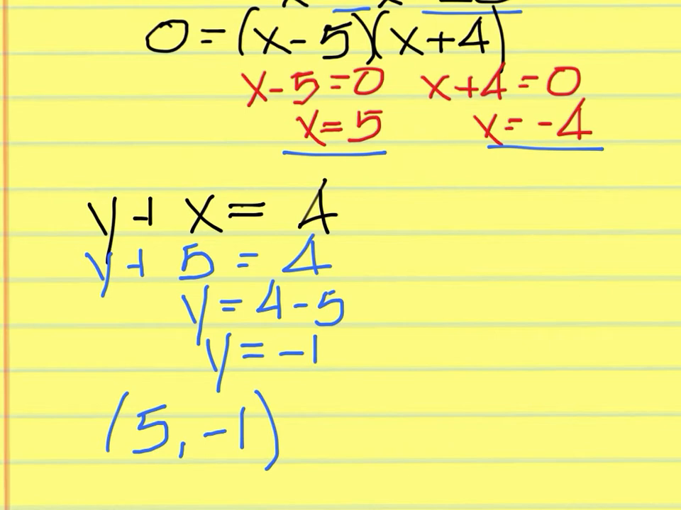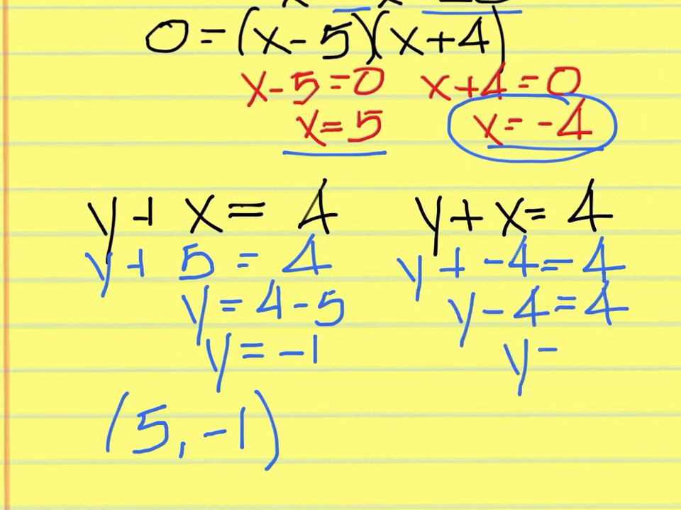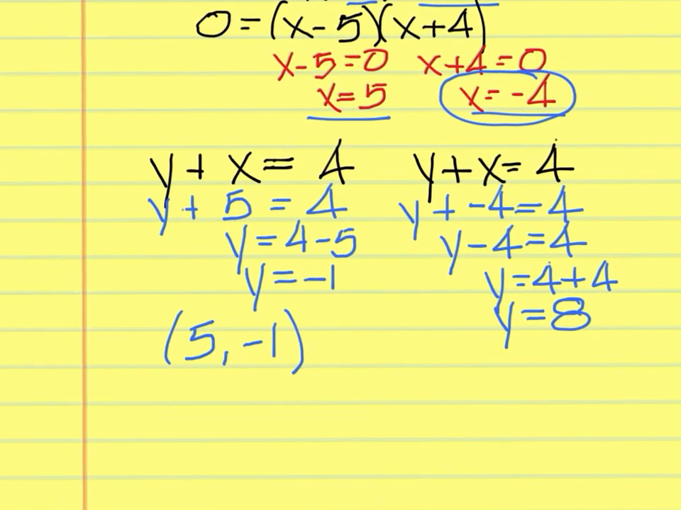Another possible combination, if we use the same equation, y plus x equals 4, is that we would have to use negative 4 for x. So put in the negative 4, y plus negative 4 equals 4. That's the same thing as y minus 4 equals 4. Move the negative 4 over and make it plus. So that would give me an 8. So my solution there could be negative 4 for x, and then positive 8 for y. Both of these would go down as your solutions.